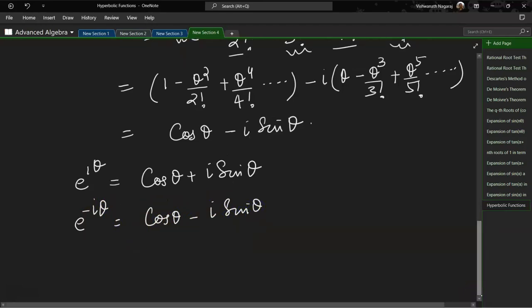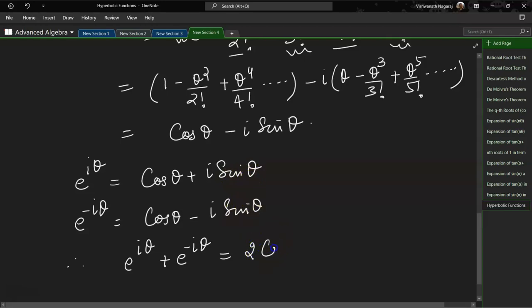With these two itself, we can look at certain additional things. We can do what? We can add them up. e to the power of i theta plus e to the power of minus i theta is equal to, the i sin theta will get cancelled.